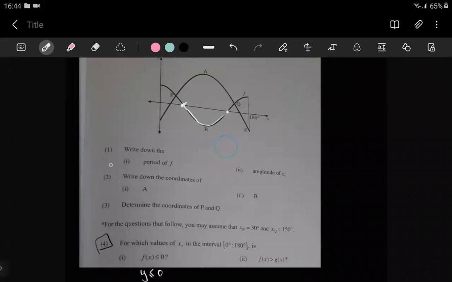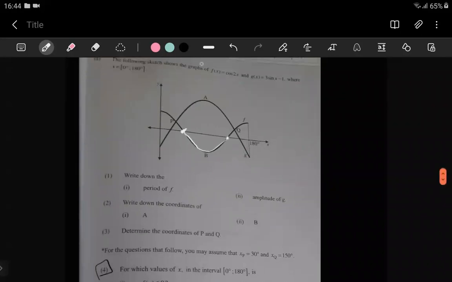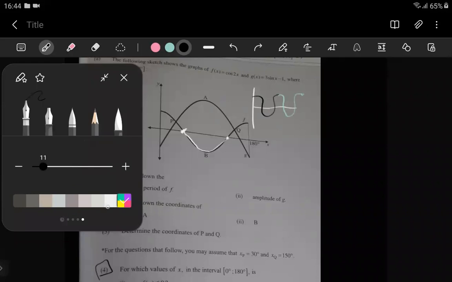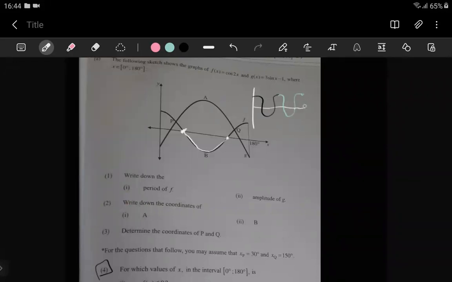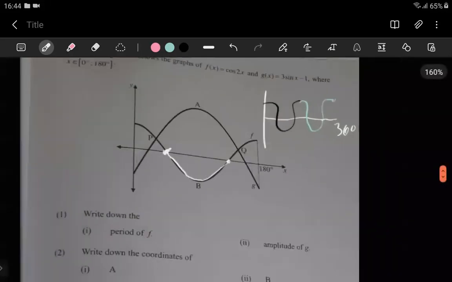From our previous tutorials, we said that because f of x is cos 2x, it's just a cos graph that has a frequency of 2. Meaning in a space of 360, you'd see 2 graphs. Halfway at 180, you'd see one complete graph, and then 180 degrees again, you'd see another complete cos graph. So this goes up until 360, because that's easy to work with.